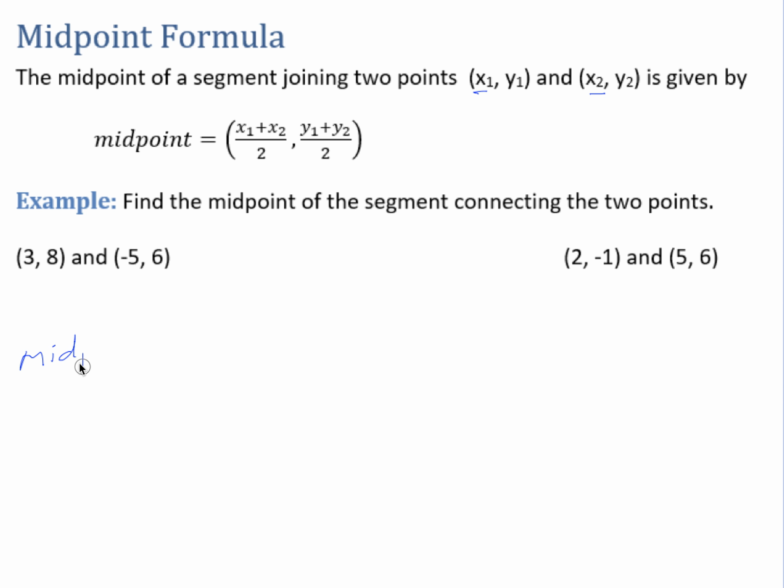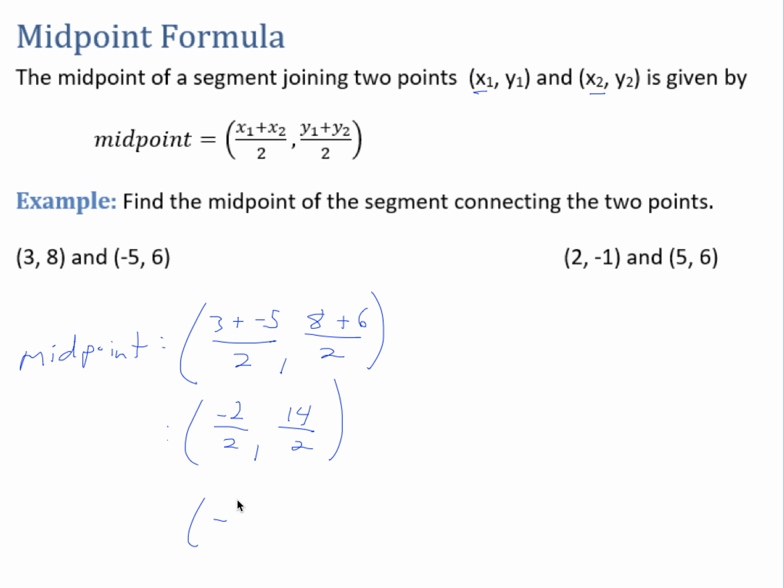So let's use this. The midpoint for this first one is simply going to be the average of the x's, so 3 plus -5 over 2. And the y value is going to be 8 plus 6 over 2. Which gives us 3 plus -5 is -2 over 2, 8 plus 6 is 14 over 2, and we simplify that. And the midpoint will be (-1, 7).